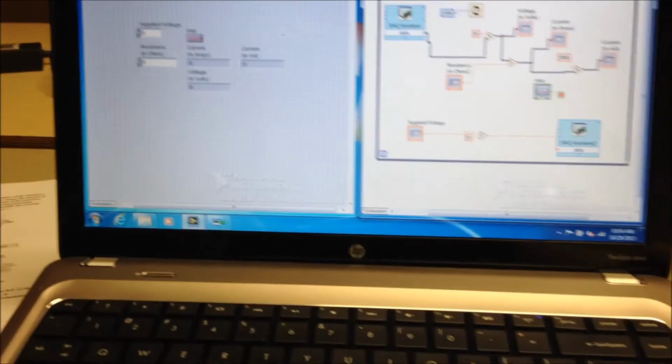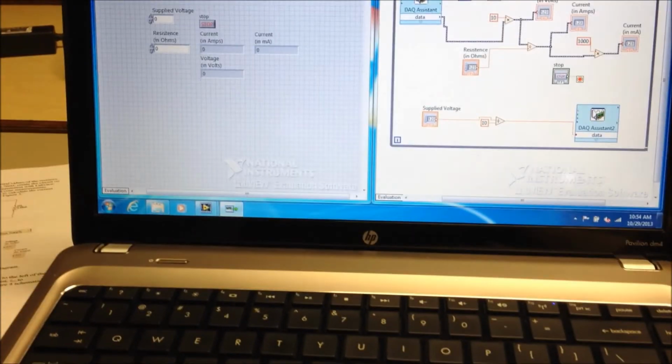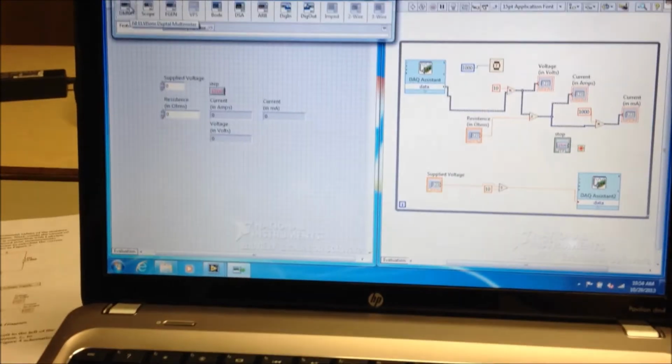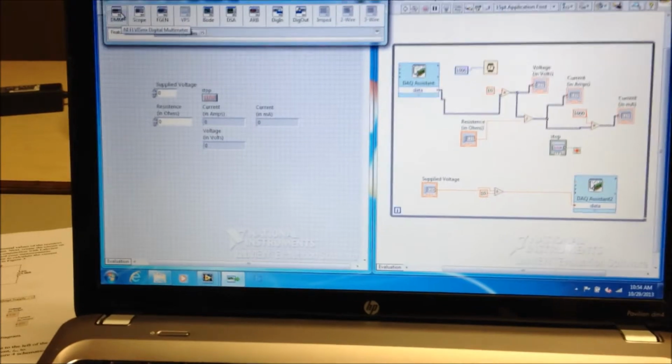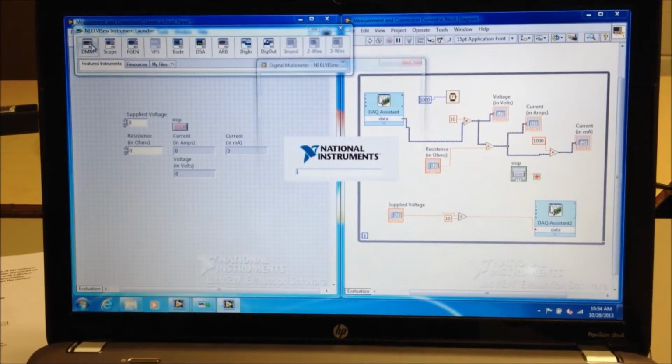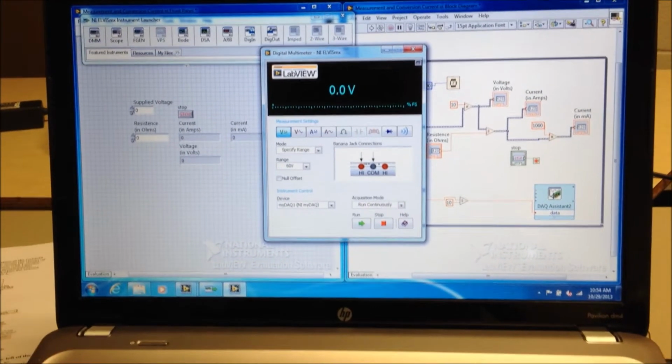Just open up your LabVIEW on your laptop and also launch the instrument launcher, Elvis, for the DAQ and click on DMM, and then you're set to go.